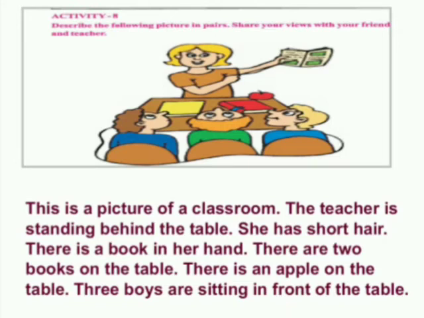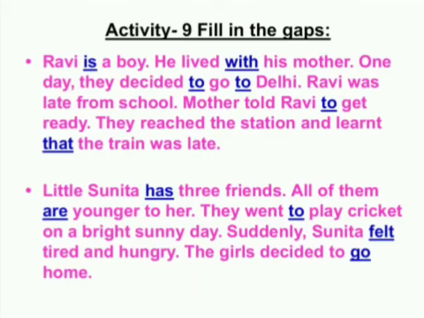There are two books on the table. There is an apple on the table. Three boys are sitting in front of the table. I hope now you all have understood how to describe a picture. Here is an activity number 9 from your textbook. Here, two small paragraphs are given and you have to fill the blanks with suitable prepositions and verbs. Students, try to read this on your own and understand.